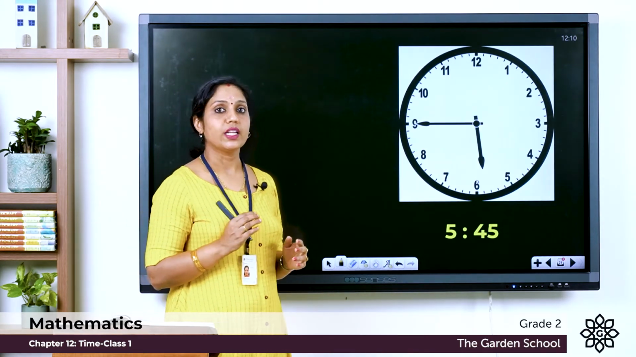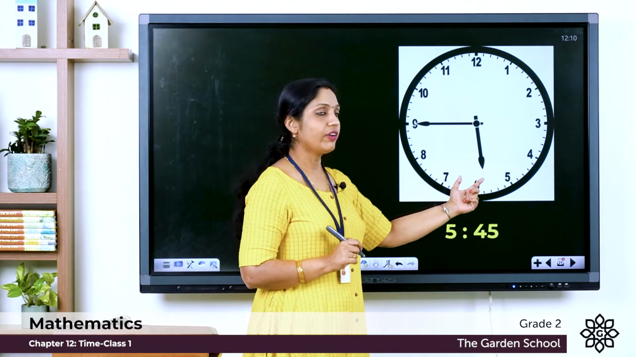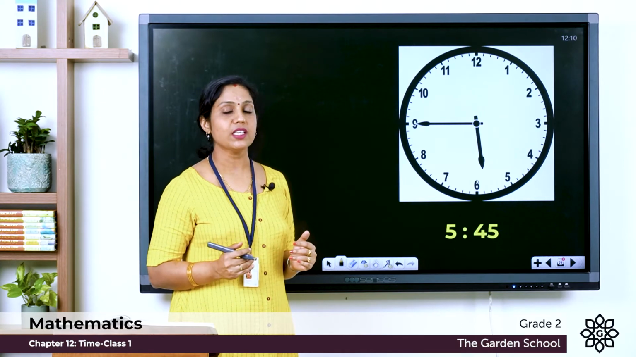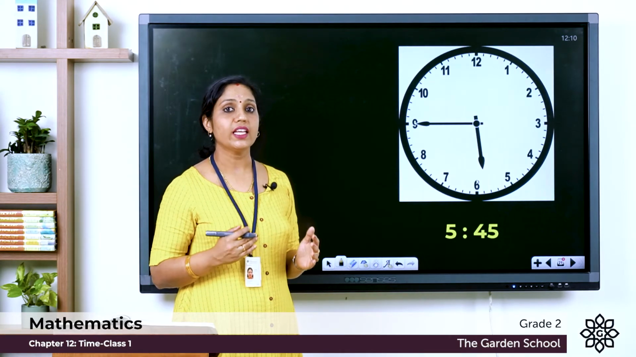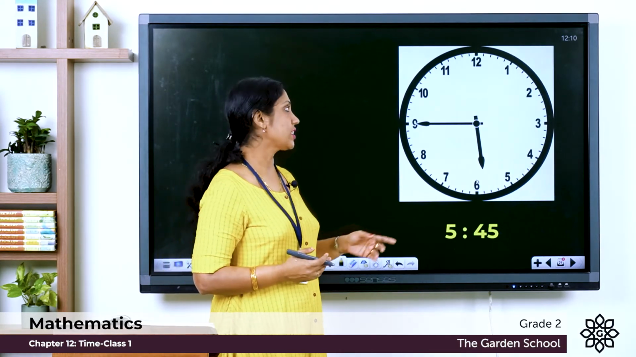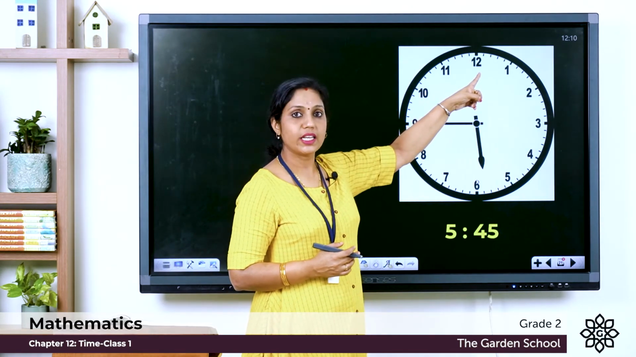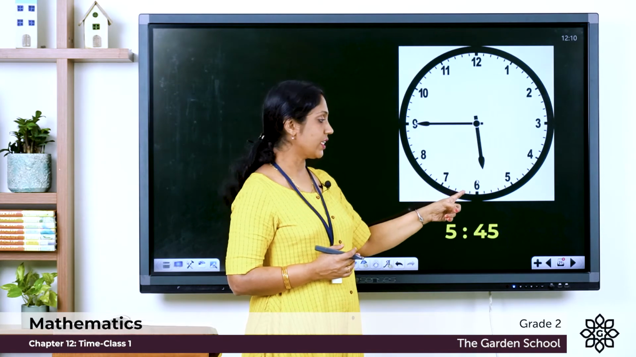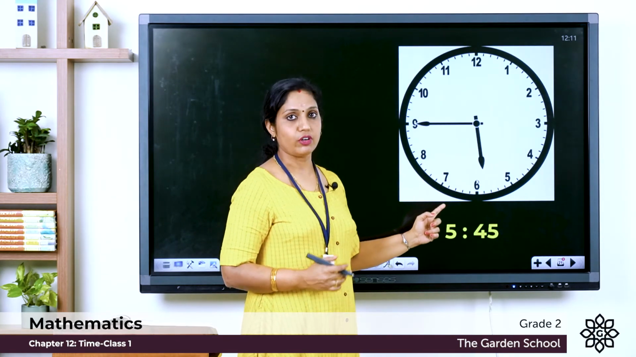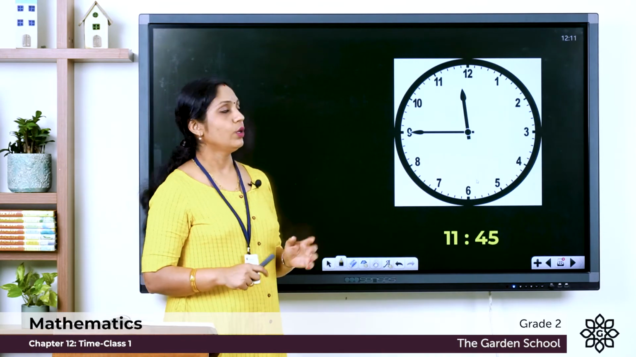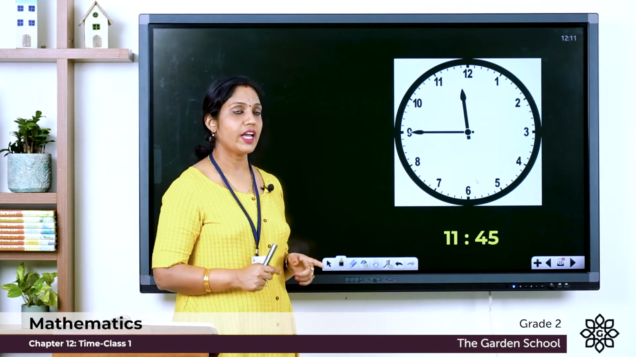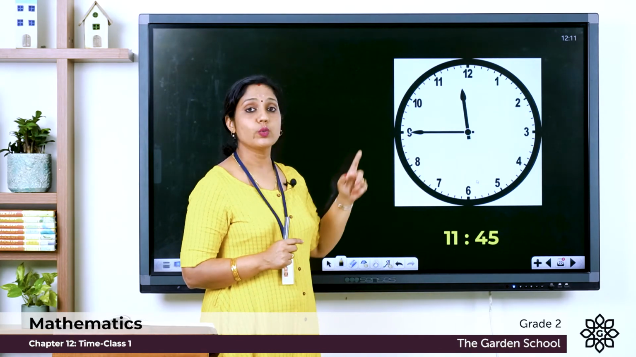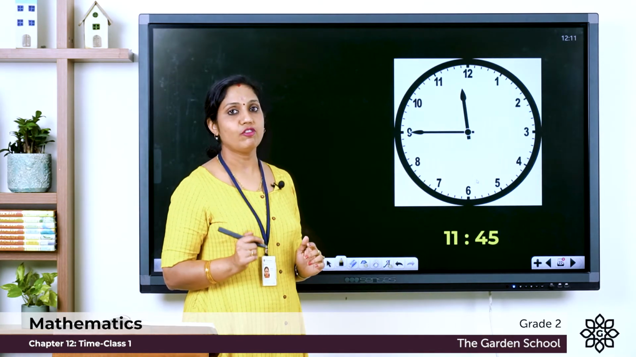Here you can see that the hour hand is in between 5 and 6 and the minutes hand is on 9. So how much is the time? The time is 5:45 and you can see that it is going to be the next hour. 15 minutes to become the next hour, and which is the next hour? That is 6. After 5, 6. So here the time is 5:45. Look at this time. The hour hand is in between 11 and 12 and the minutes hand is on 9. So we can say that the time is 11:45.